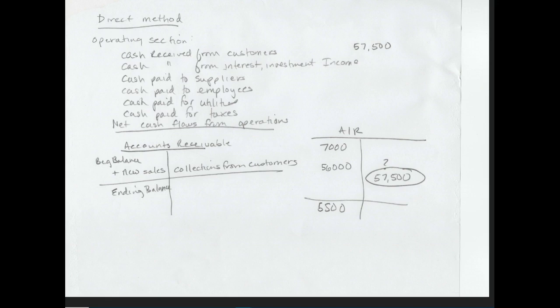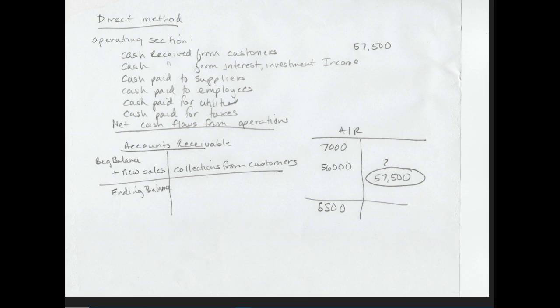In your big problem where you're solving the statement of cash flows using the direct method, let's start by looking at the formula for the operating section of the direct method. There are two major cash receipts, those from customers and those from interest and investment income. The cash payments tend to be in four categories: to suppliers, employees, utilities, and taxes. When we sum these 6 items, we get net cash flows from operations.